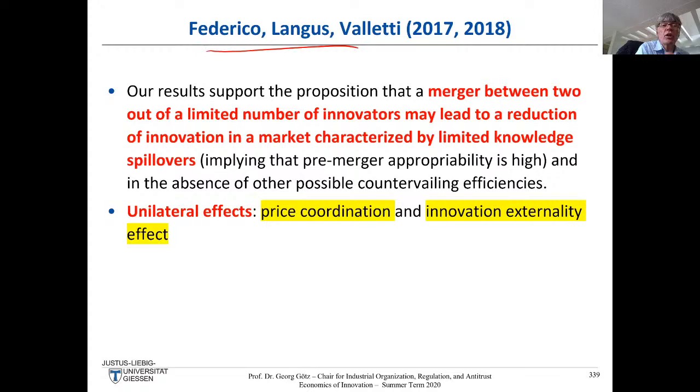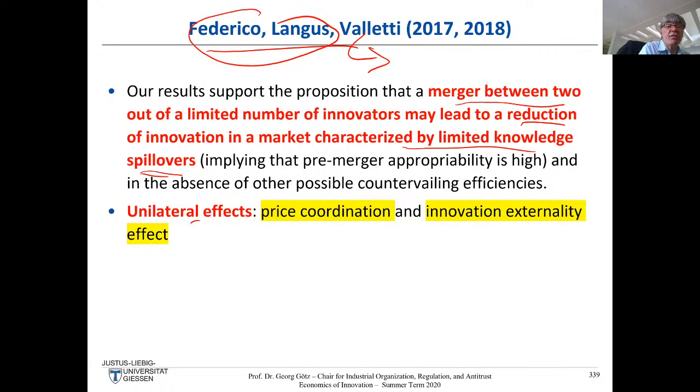Federico, Langus and Valletti, so I think these both are still at DG Comp, and Tommaso Valletti returned to academia after being the chief economist at DG Comp. Their conclusion is that a merger between two out of a limited number of innovators, so we have a narrow oligopoly, may lead to a reduction of innovation in a market characterized by limited knowledge spillovers. So they all mention the spillovers, okay, but they are rather skeptical.